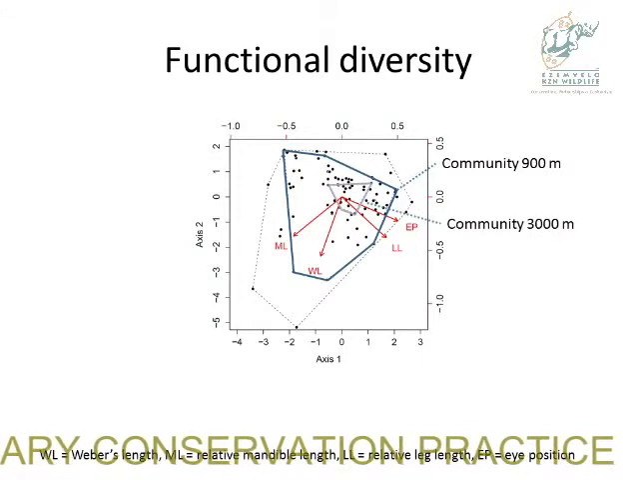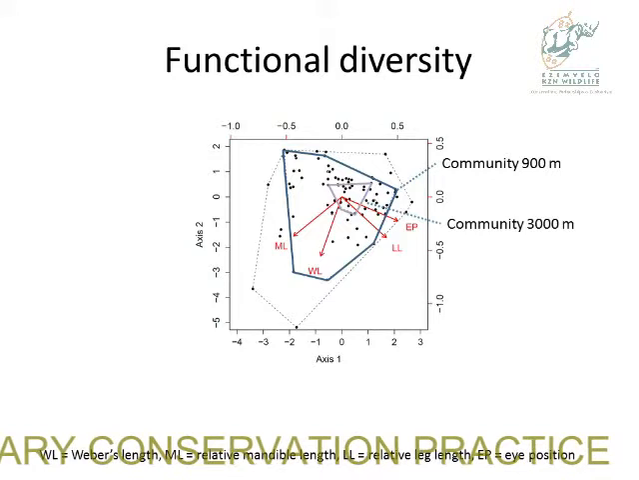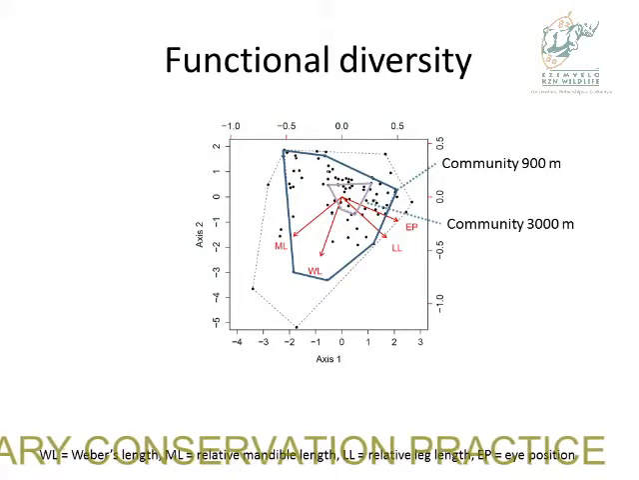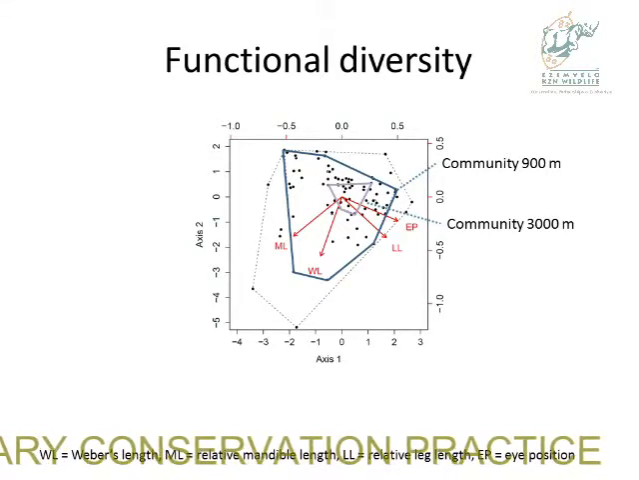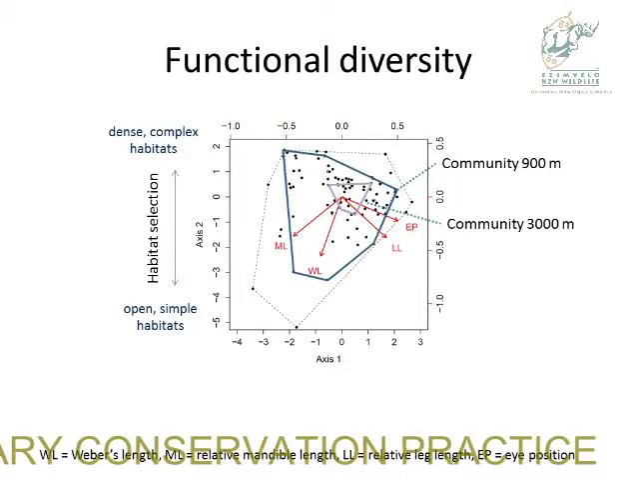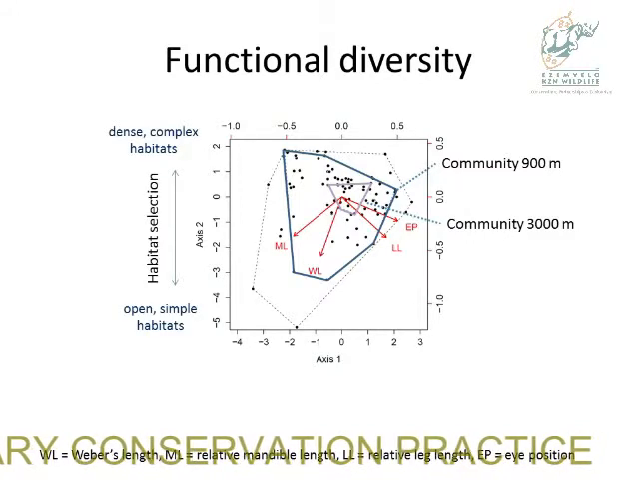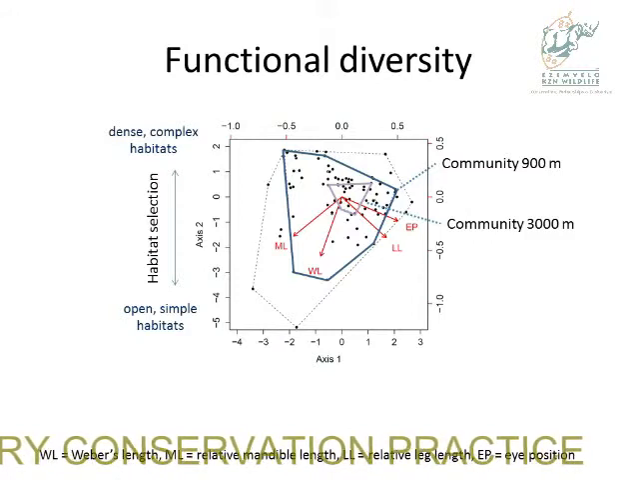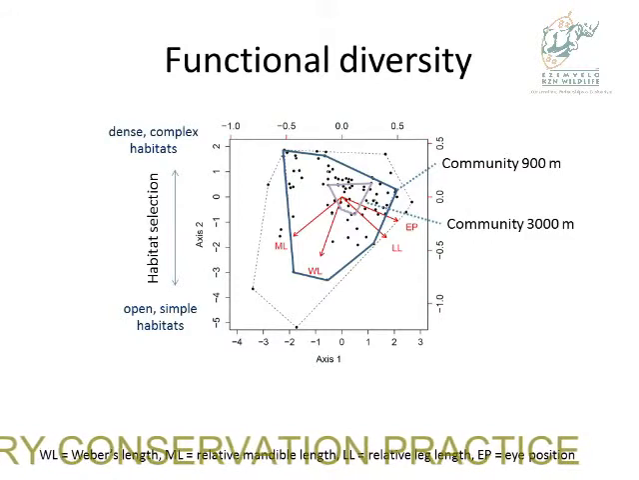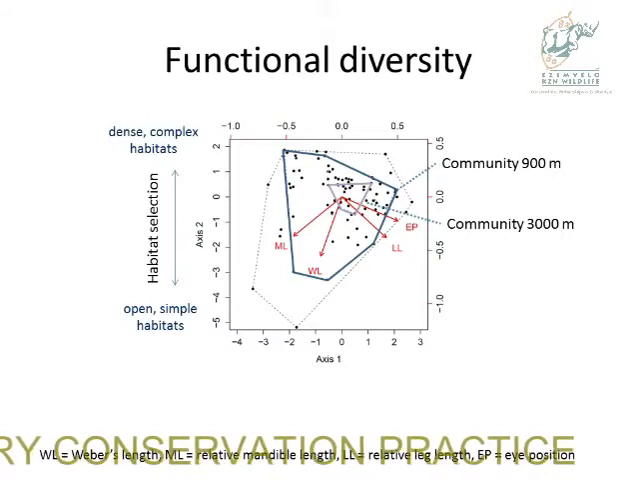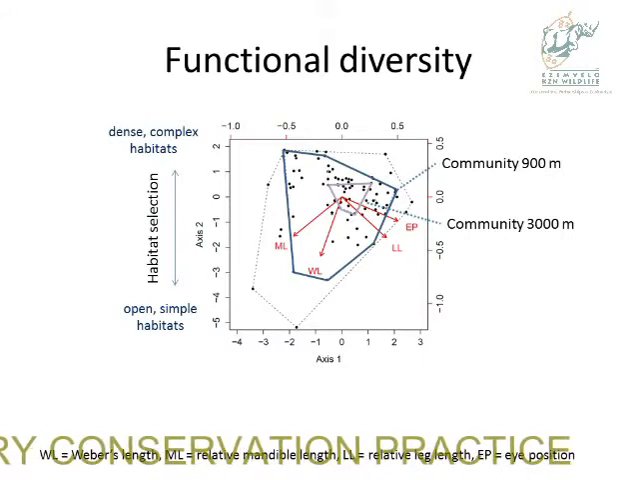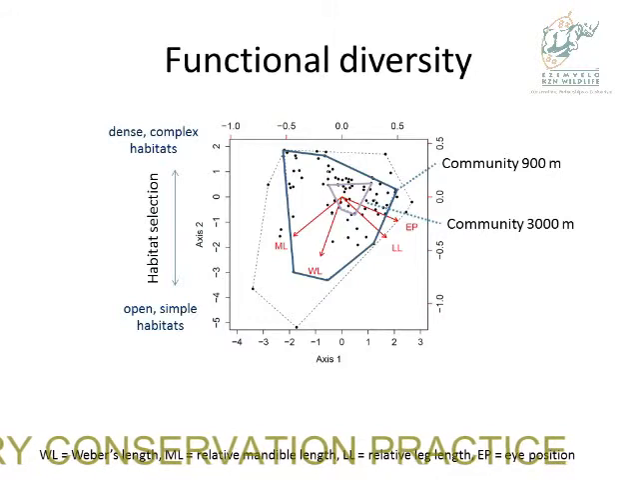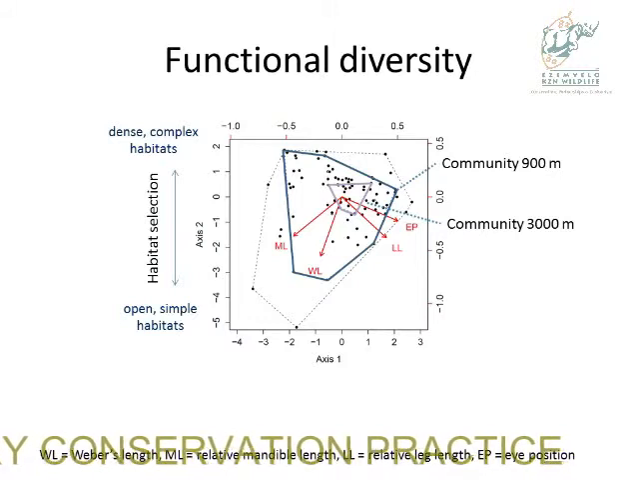The community at higher elevation, that's at 3,000 meters, occupies a much smaller functional space. And what I should have actually given you first was what these axes mean. This axis here we interpret to represent some measure of habitat selection. So these would be the dense complex habitats. These would be the open and simple habitats. So that's how we interpret that axis.